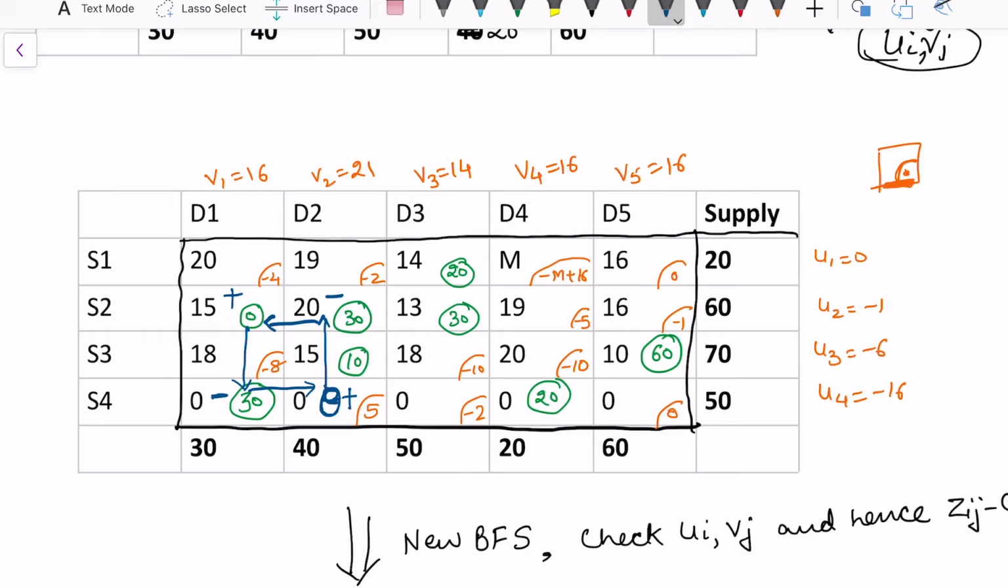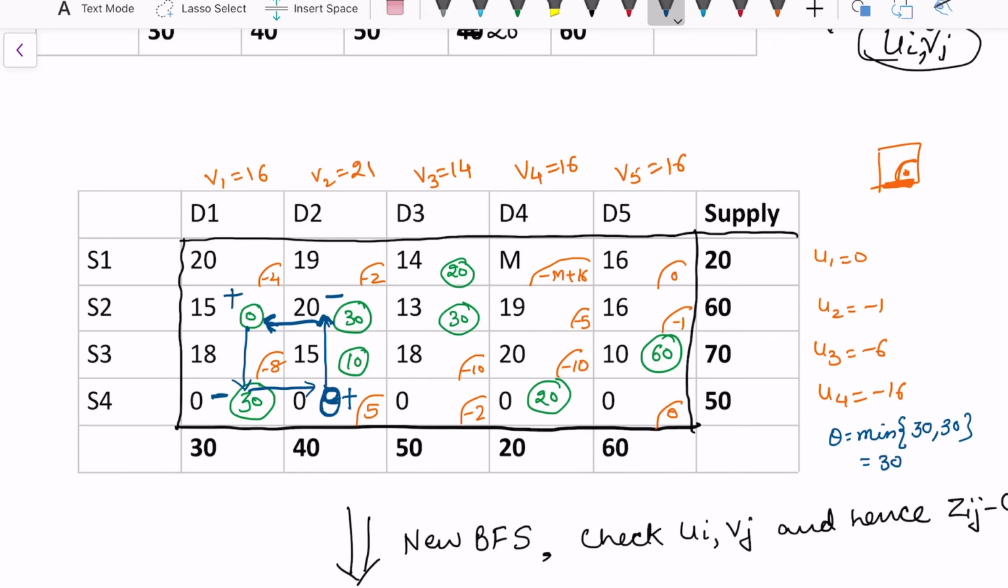So what would be the value for theta here? Theta is the minimum of the negative allocations, and the negative allocations are 30, 30. So you can choose any 30, and of course it is going to be a degenerate case. Earlier also we had a 0 in the basic feasible solution. So whichever cell you vacate, one of the cells will be considered as the basic variable. In fact, that variable will take the value 0.